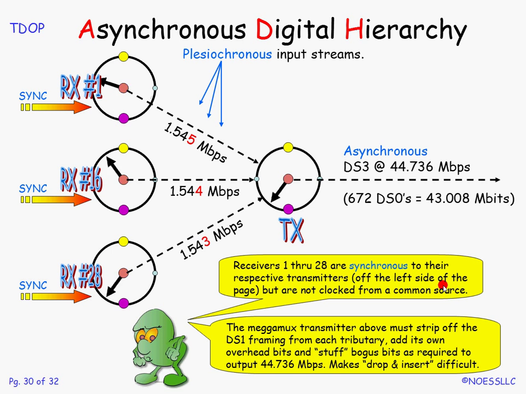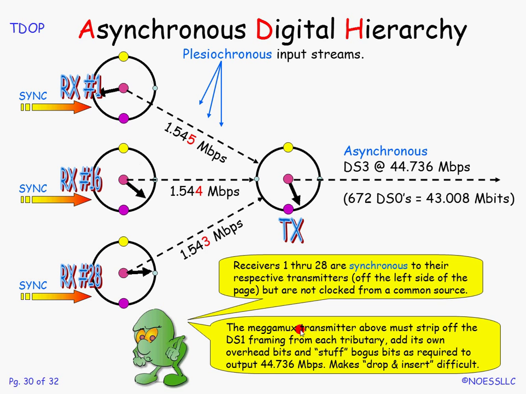Right, so I've given you my little electromites talking to you down here. Receivers 1 through 28, because I can have 28 in my example right here to give me what's called a DS3. So I have 28 receivers. They're synchronous to their transmitters out here. But they're not clocked from a common source.